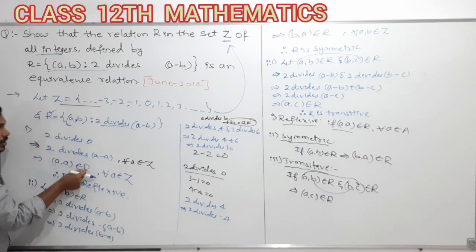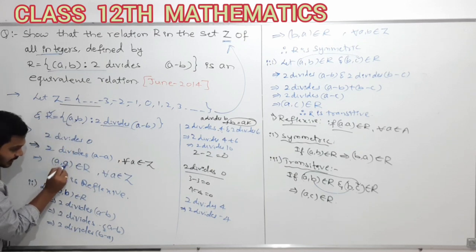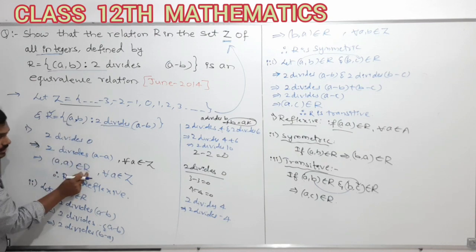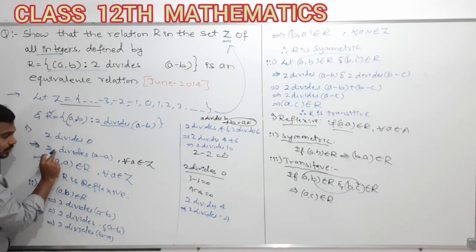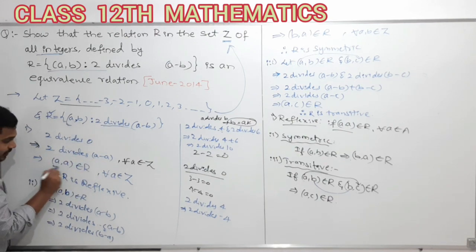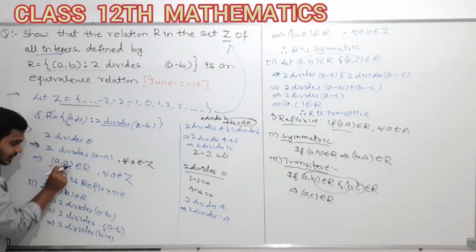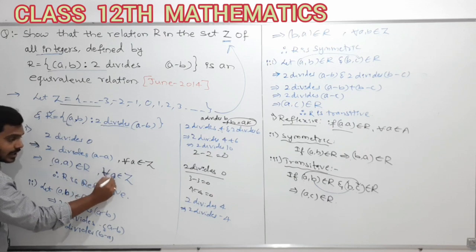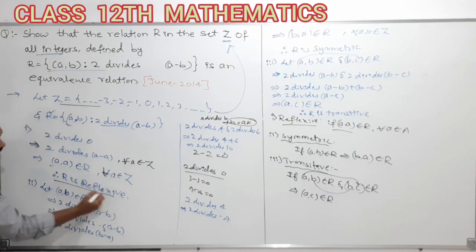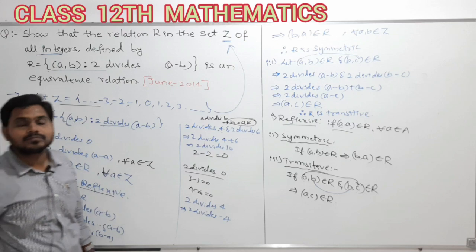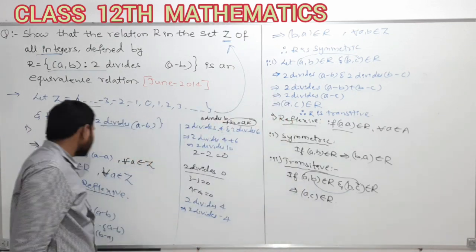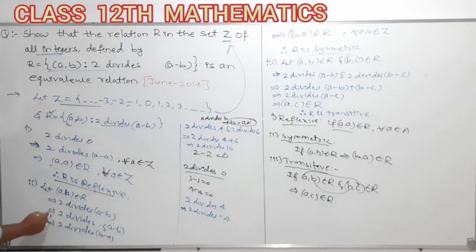If (a, a) belongs to R, it means every element is related to itself. So we know the relation R exists for (a, a), because 2 is dividing a - a. Therefore (a, a) belongs to R for every a belongs to Z, so therefore R is reflexive. Am I clear, my students? Next, the second one: let (a, b) belong to R.